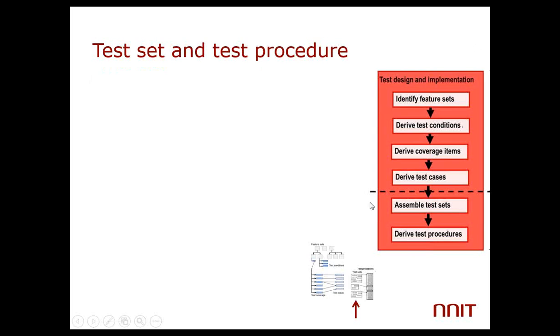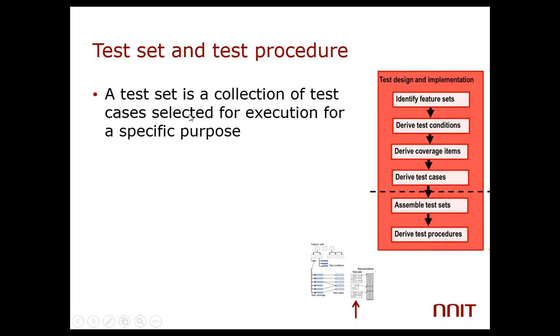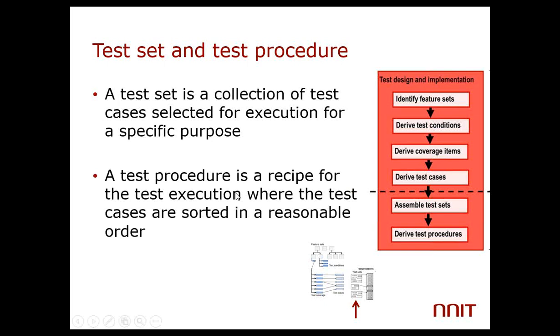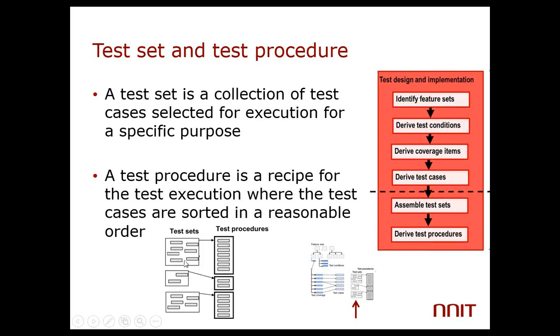Now we're coming down to the implementation part. So the idea is actually that you have this collection of test cases, and now you're going to assemble them and put them into an order so that you are actually able to execute them. So a test set is a collection of test cases. So you say, oh, I'm going to execute you and you and you and you. And then you're going to put them in a reasonable order in a test procedure so that you get your recipe for the test execution. And you have now test sets and test procedures.